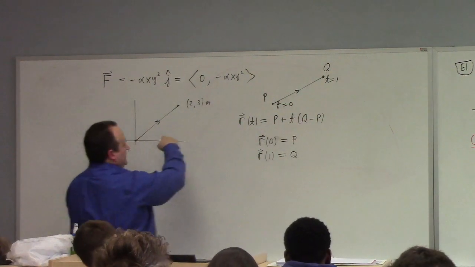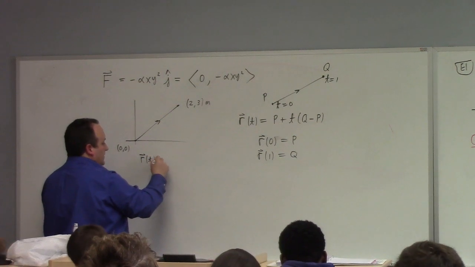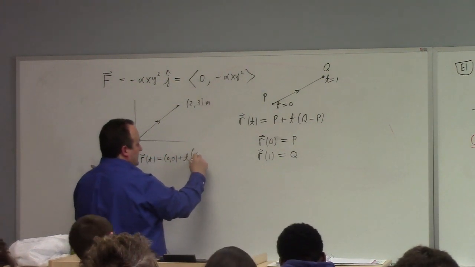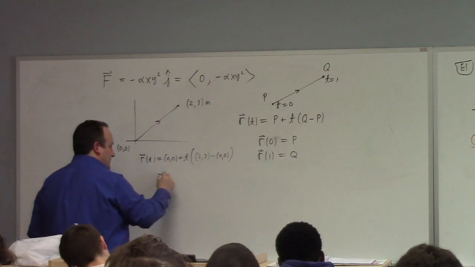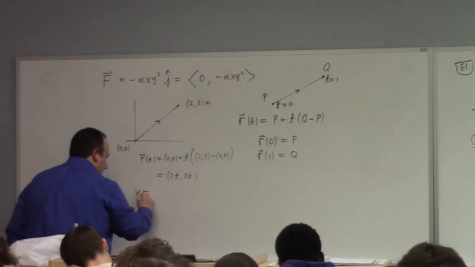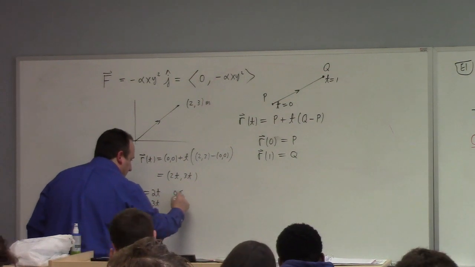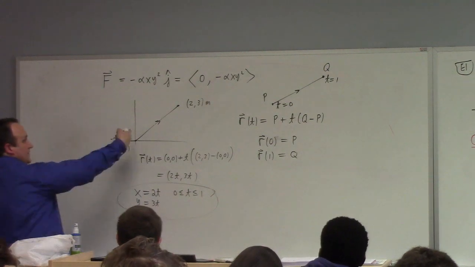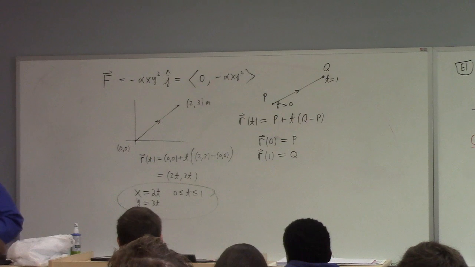Putting that into practice for this example, my parameterization for this line segment is (0, 0) plus t times ((2, 3) minus (0, 0)), which is very silly here. That's just (2t, 3t). Long story short, x is equal to 2t, y is equal to 3t, for 0 less than or equal to t less than or equal to 1. That is how you could set up the work integral for this force field, all right?